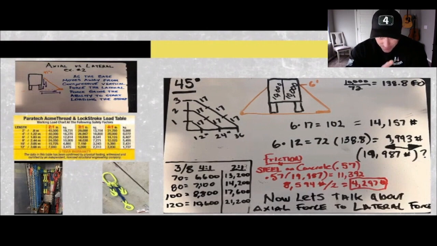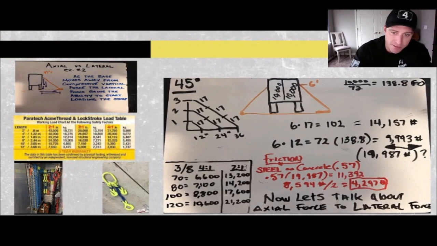So I'm going to put that strut in at 6 feet at a 45 degree angle, so I'm going to multiply it by 17. That strut is then becoming 102 inches. So I have a 102 inch strut. Well, I'm going to multiply that by 138.8 pounds, and I'm going to get 14,157 pounds. My strut at a 45 degree angle just picked up 4,157 pounds. That's a pretty substantial amount of pound pick up.